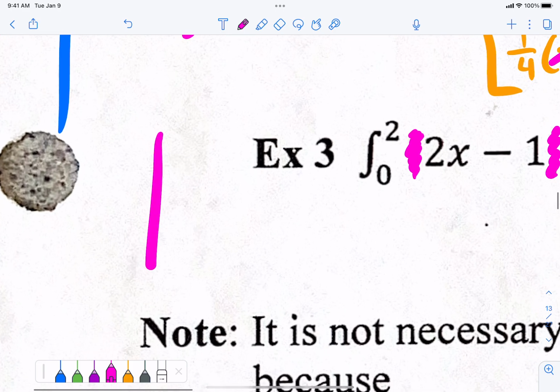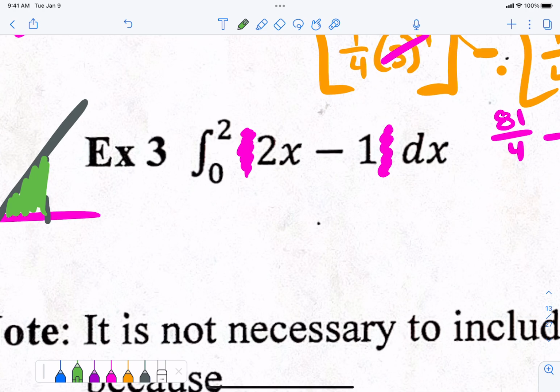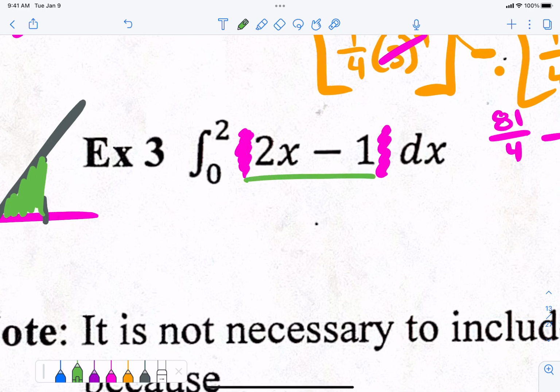So just to be clear, 2x minus 1 is a linear function. It starts at -1 and it goes up 2 over 1, right? Up 2 over 1, up 2 over 1. So we're doing this, right? And we're going from 0 to 2. So we'll have some negative area here mixed with positive area here, and we're trying to figure out what those are. Does that make sense? That's what we're trying to find, whatever that area is. We need to find the antiderivative of 2x minus 1.